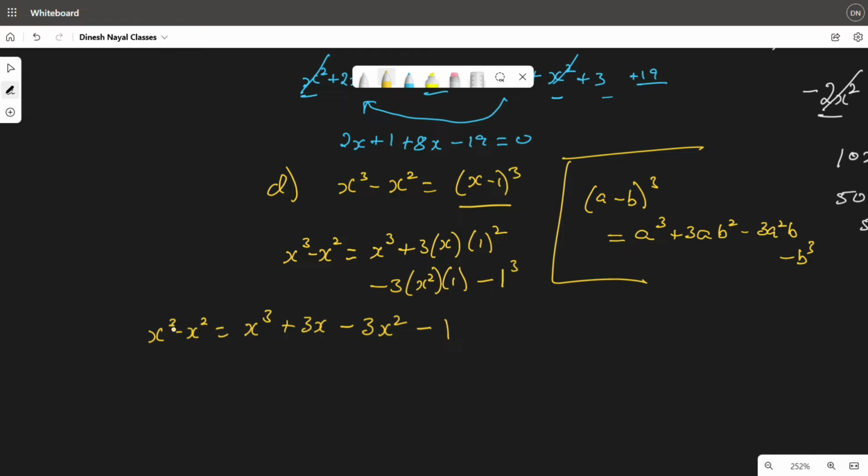Now see, this is actually cube. So now we know that cube and cube are the same, so we cancel this out. Now, taking the whole term towards the left hand side.